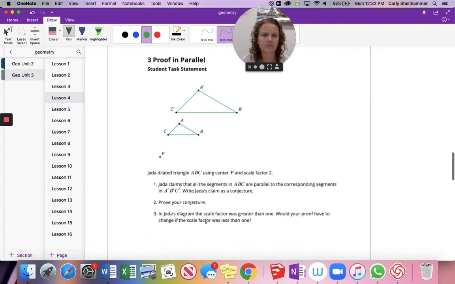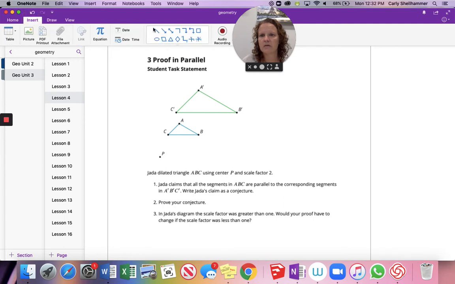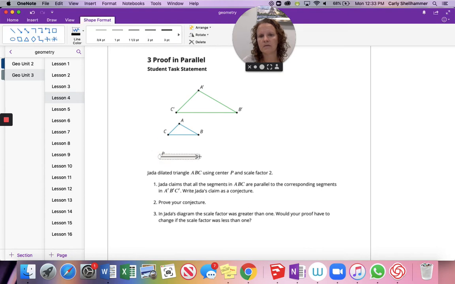All right, so proof in parallel. Jada dilated triangle ABC using center P and a scale factor of 2. Pretty excited about this. Oops.